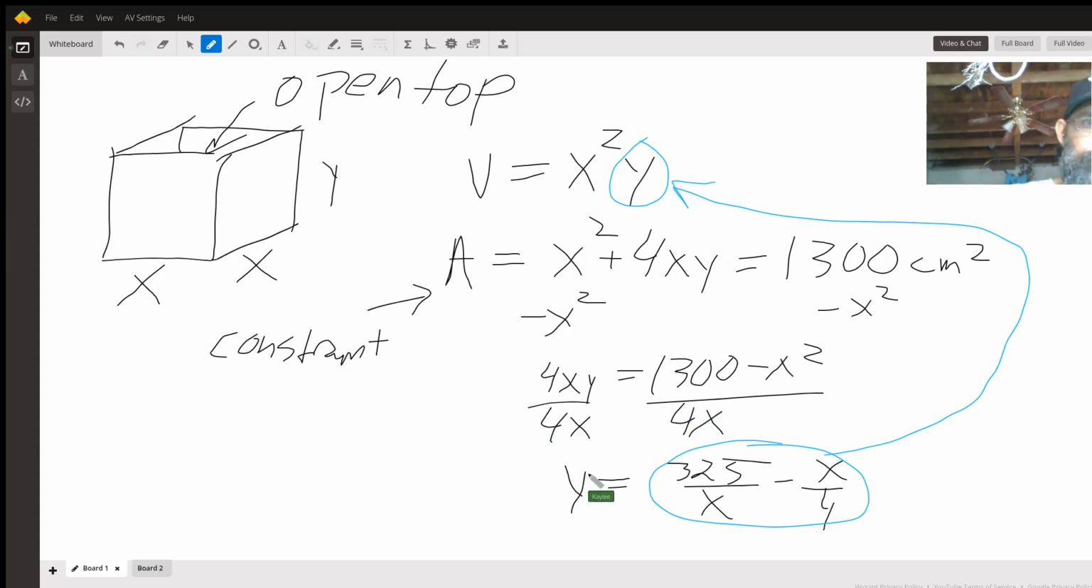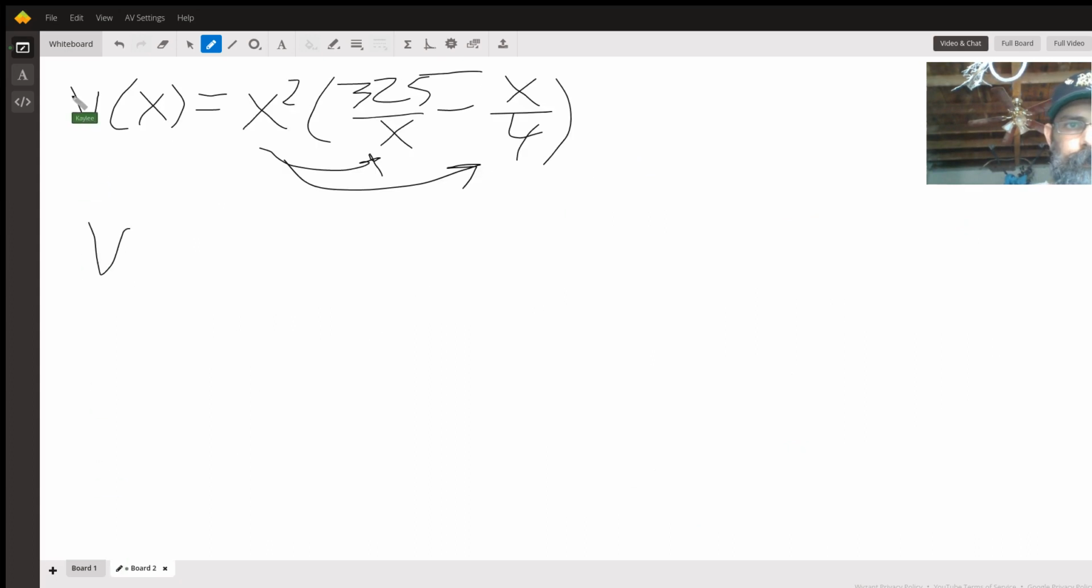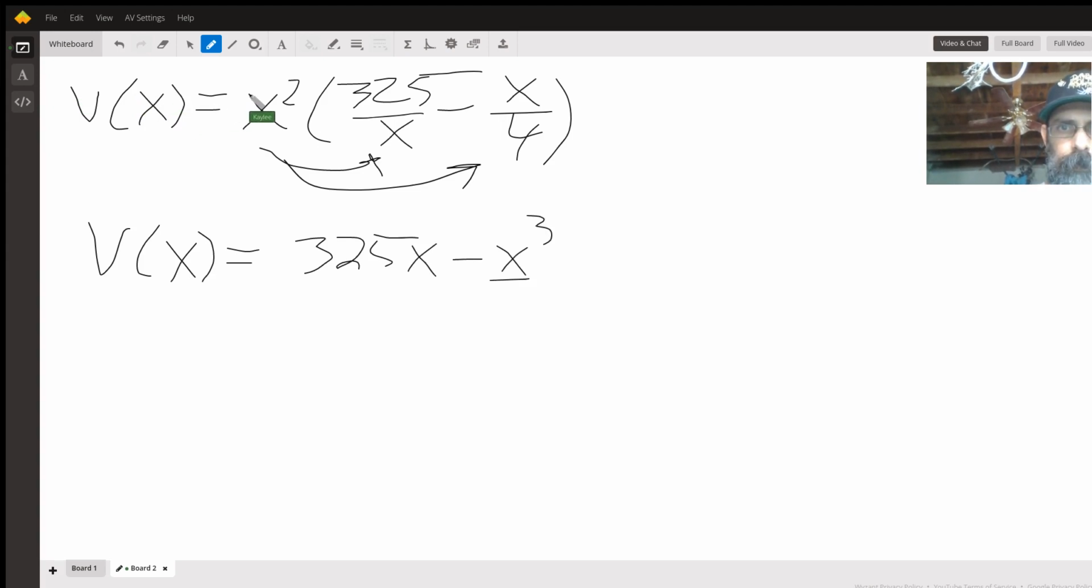So the volume as a function of x winds up being x squared times that y expression, which was 325 over x minus x over 4, I believe is all it was, right? Yeah, once you reduce. And then if you distribute this x squared through, you'll get that the volume as a function of x is really 325x minus x cubed over 4. This is now a single variable equation, so we can take a derivative and optimize it.